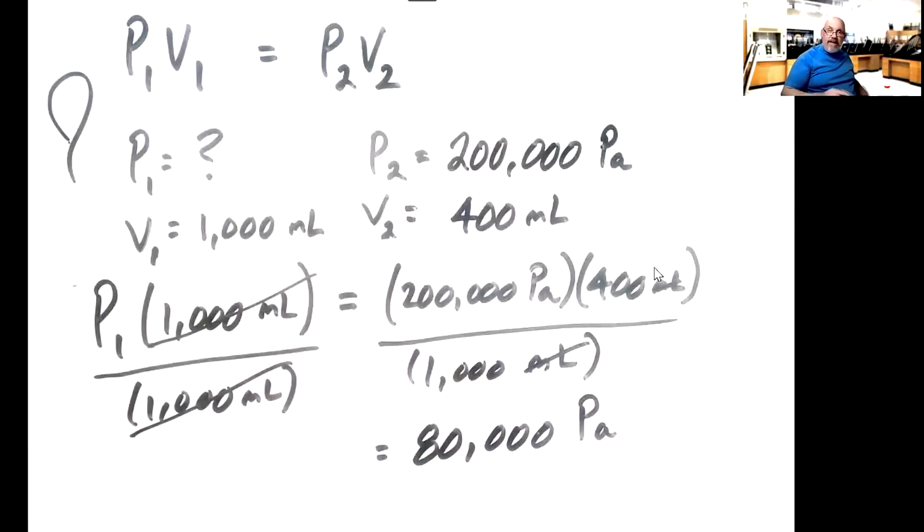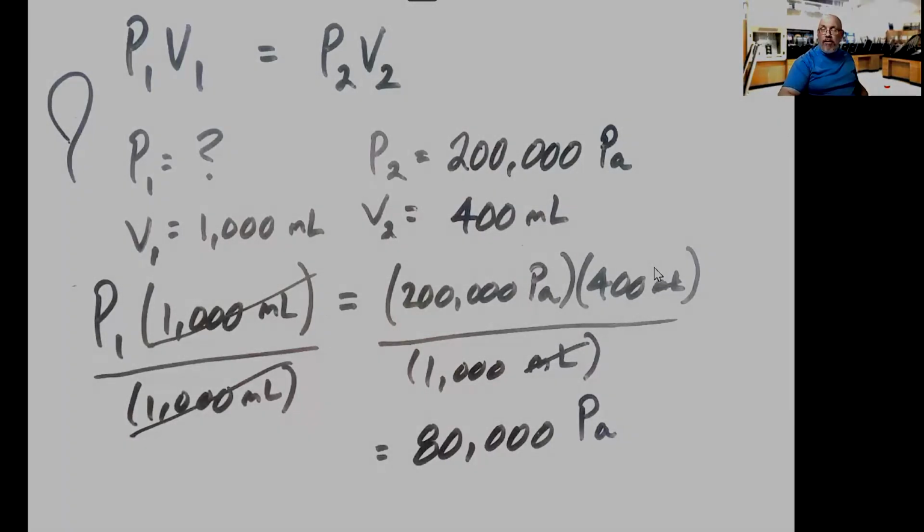All right, so that's an example of how to do the Boyle's law problems. They're all multiplication. They're all set up like this, and we use cancellation of terms to figure out the value of our unknown. And I hope that was helpful.